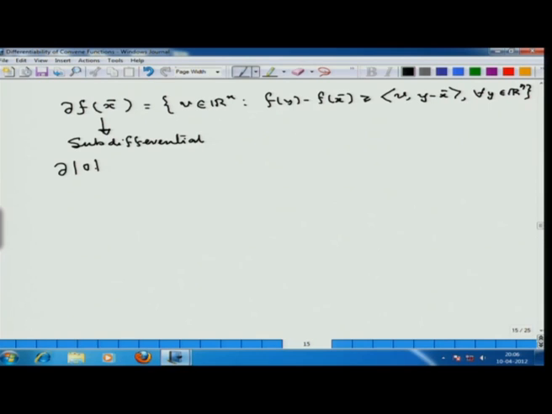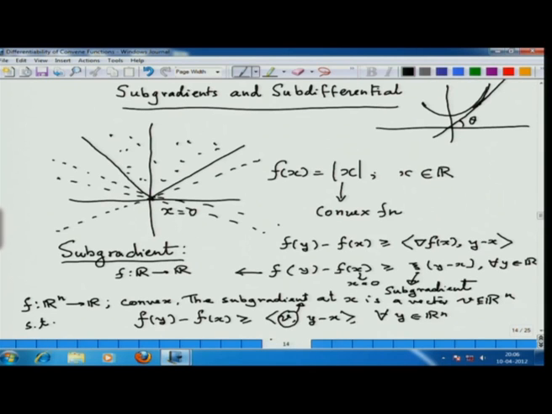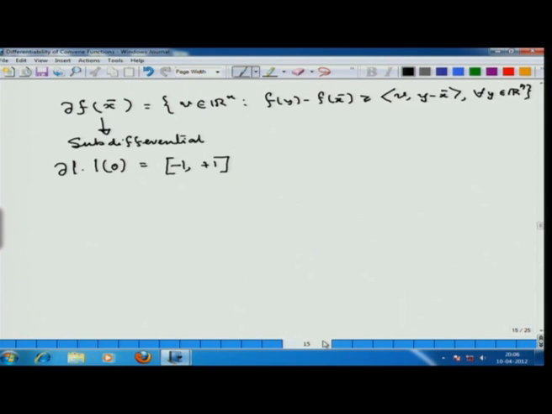So, in this scenario of f(x) equal to mod x function, del of mod at 0 is nothing but the collection minus 1 to plus 1. So, this is the subdifferential of the absolute value function. So, this is what it means. If I go by this, then this is the subdifferential.